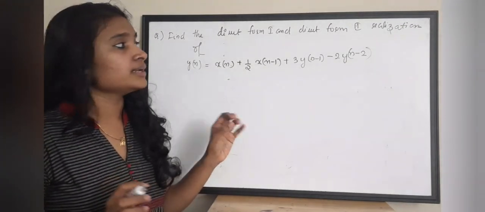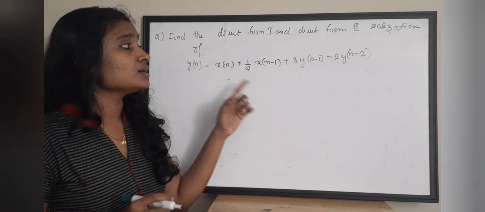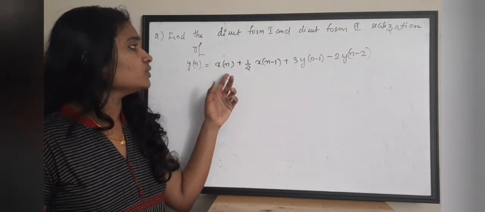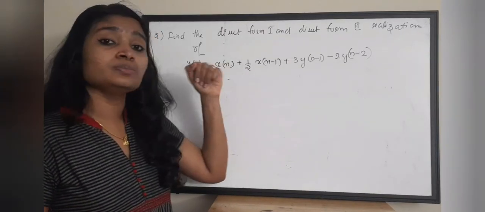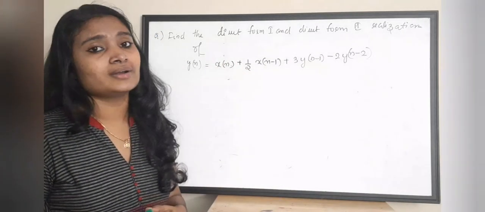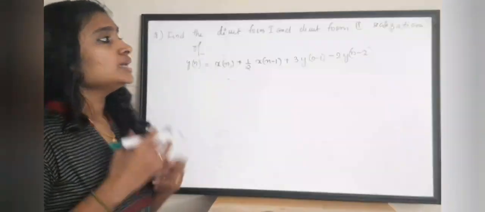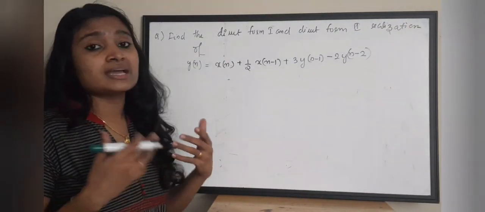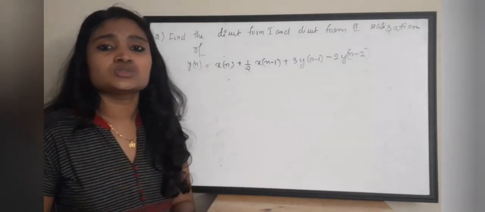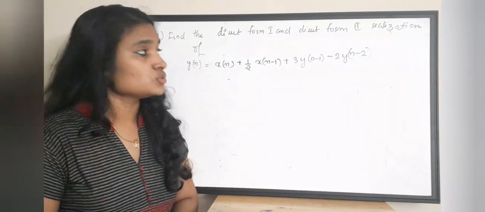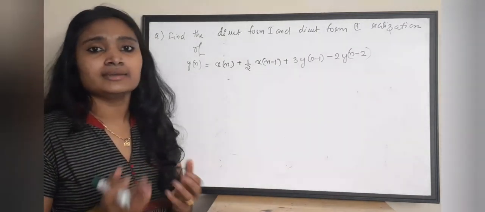Okay, so this is your equation for your y of n, right? Now you need to identify whether it is an FIR filter or an IIR filter. How can you identify it? If the output depends on the current input x of n, the previous input, and also the previous output, such a filter is called an IIR filter. If it was an FIR filter, the output would depend on the present and past inputs only, not on past outputs. So this filter is an IIR type of filter.